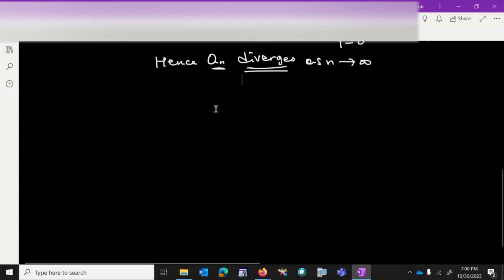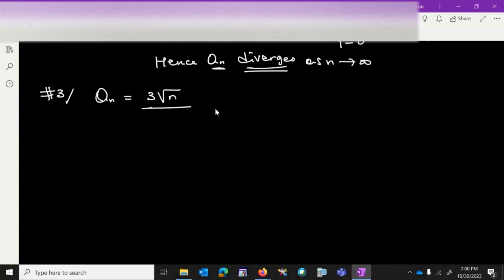Let's do the third one, and then let's see what will happen again. The third question is as follows. Still we have a sequence a sub n. My sequence is 3 times the square root of n, over the square root of n plus 2.